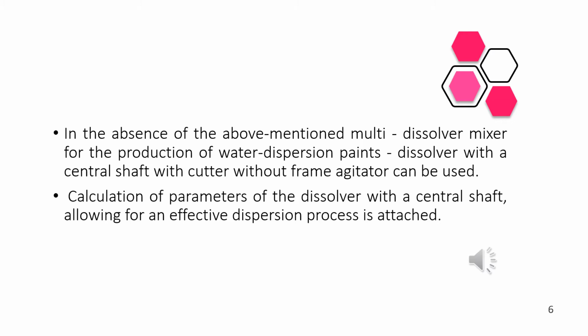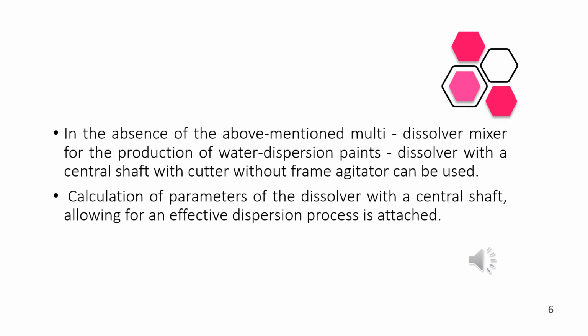How can we produce a paint if a multi-dissolver mixer is not available? In the absence of the above-mentioned multi-dissolver mixer for the production of water dispersion paints, a dissolver with a central shaft with cutter without frame agitator can be used. So if a multi-dissolver mixer is not available for the production of the water dispersion paints, what can we do?